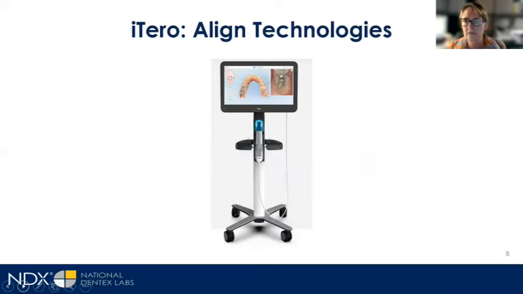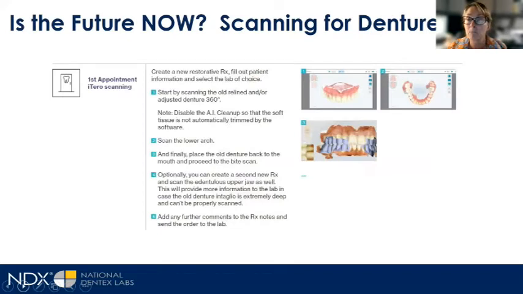So we're going to talk specifically about iTero scanning tonight. My device that I'm using happens to be an older version. It's an E1, Element 1, so it's a little slower. And it is the same software, though, that even the 5D would be using as well.